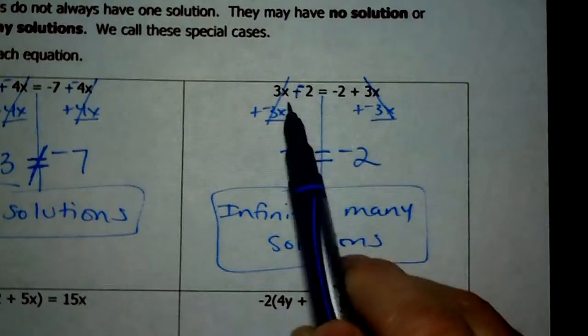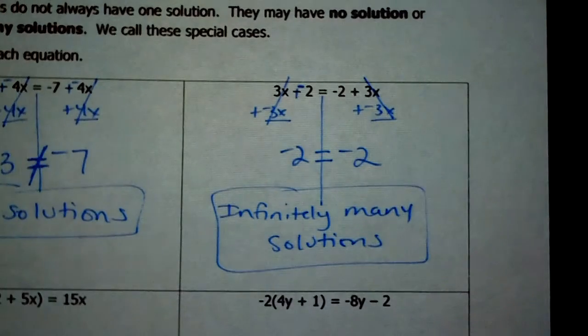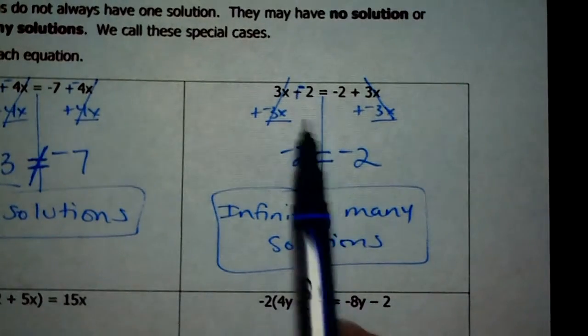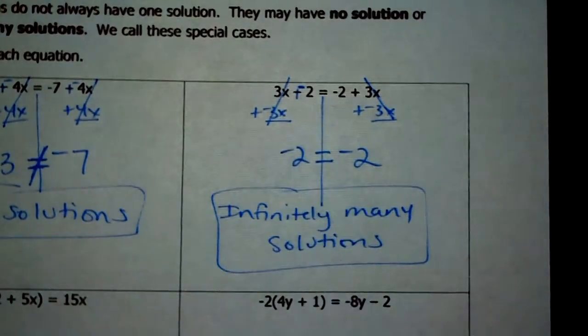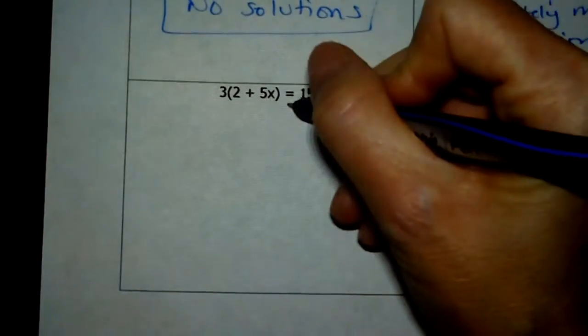Because it's the same exact expression on either side of the equation, no matter what you plug in for the variable, one side will equal the other. And that's what I mean by infinitely many. No matter what number you plug in for x, you're going to get a resulting equation that's true. All right, let's try some of these with parentheses in them.